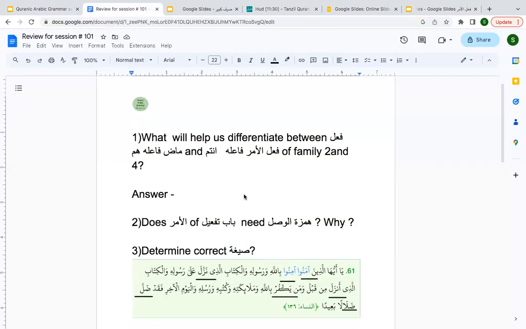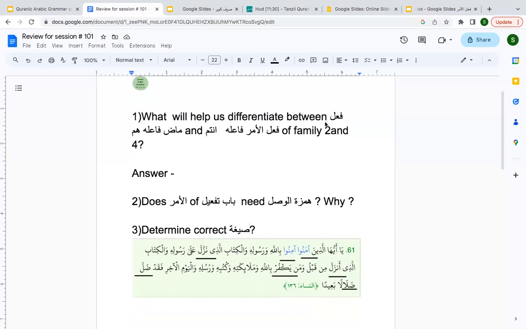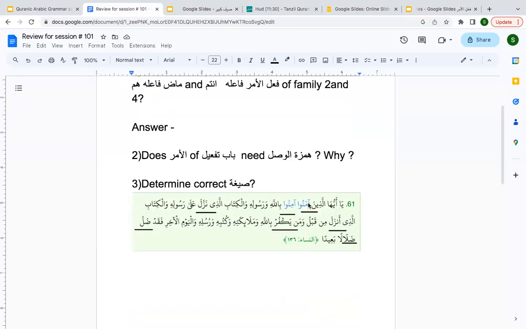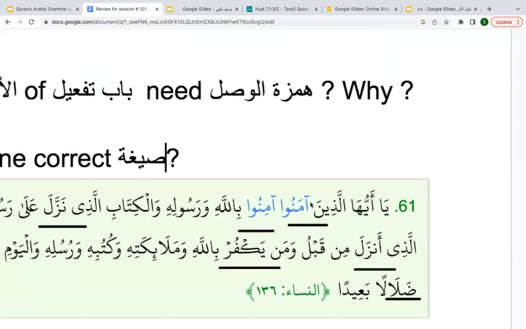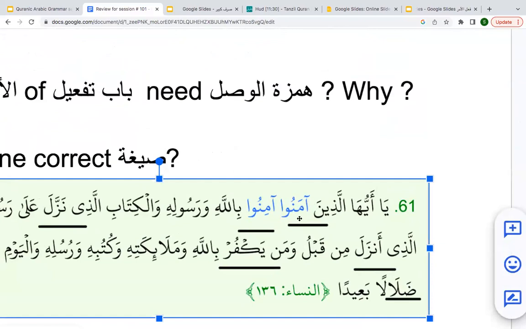Now, let's see how we will differentiate between fail madin, failuhu hum, and failul amr, failuhu antum, in case of family 2 and family 4. And this is very important. For example, if I show you this verse from Surah An-Nisa, verse number 136, look here. Ya ayyuhallazina amanu. What do you think about amanu? What's the siga? Fail madin, mudare, amr, nahi? It's a fail madin. Very well done.